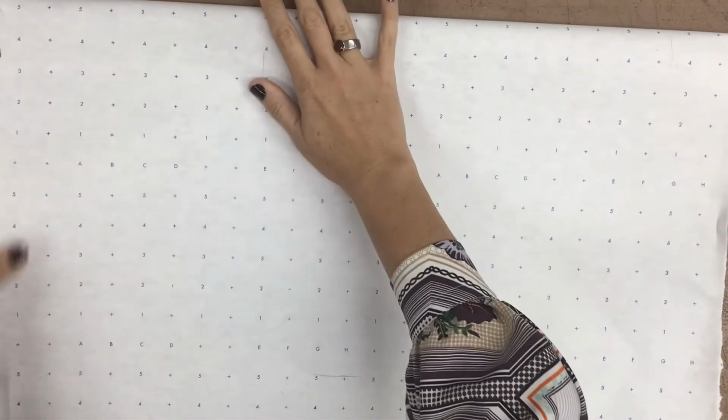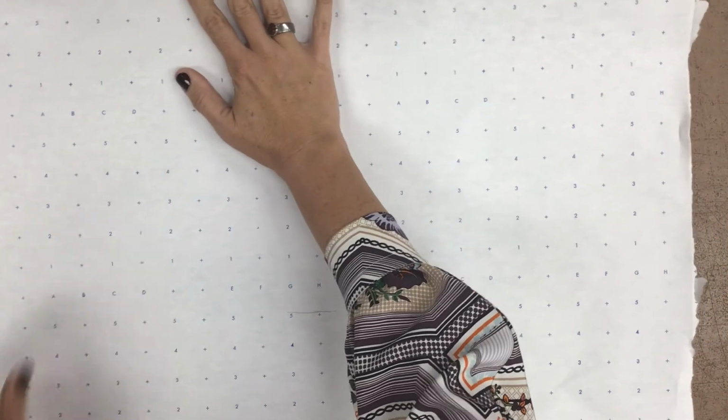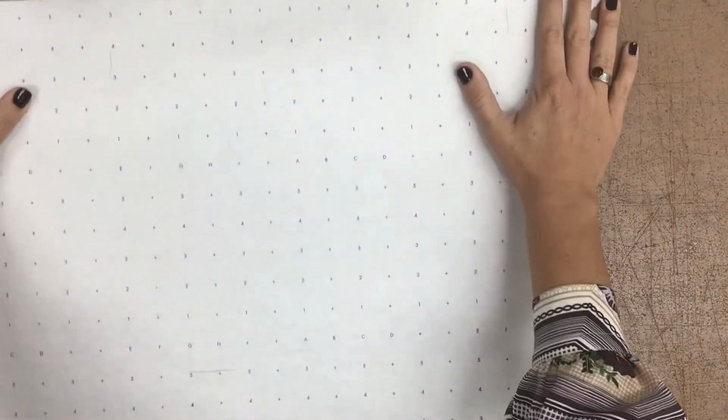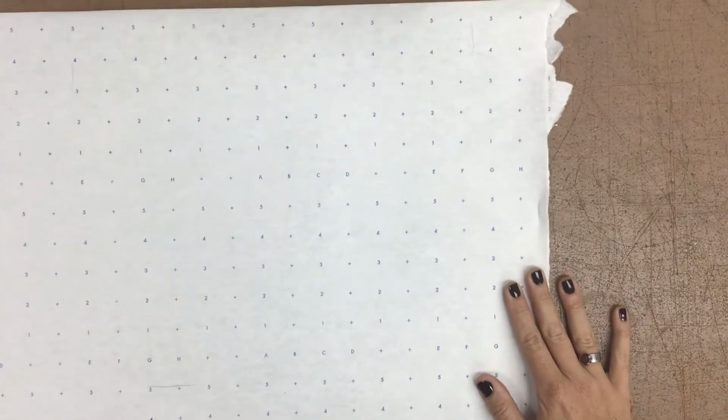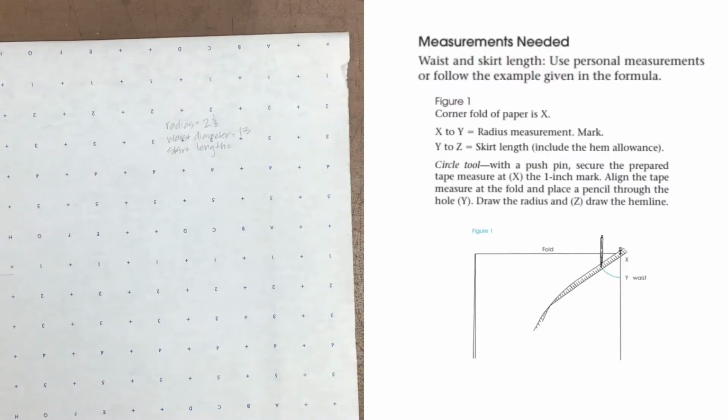Okay, so my fold, and yeah. Okay. I'll go right here. Okay, so on page 292, I've already folded my paper and I'm looking at figure 1.